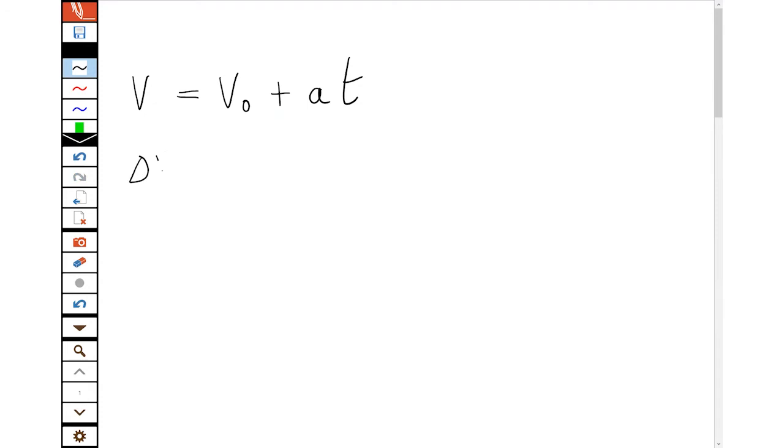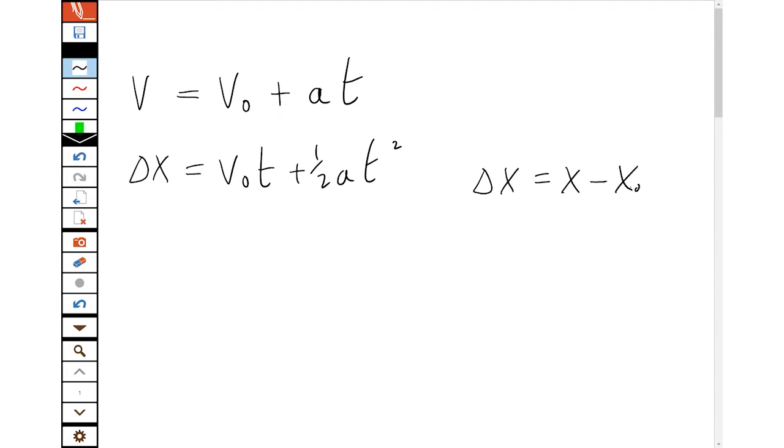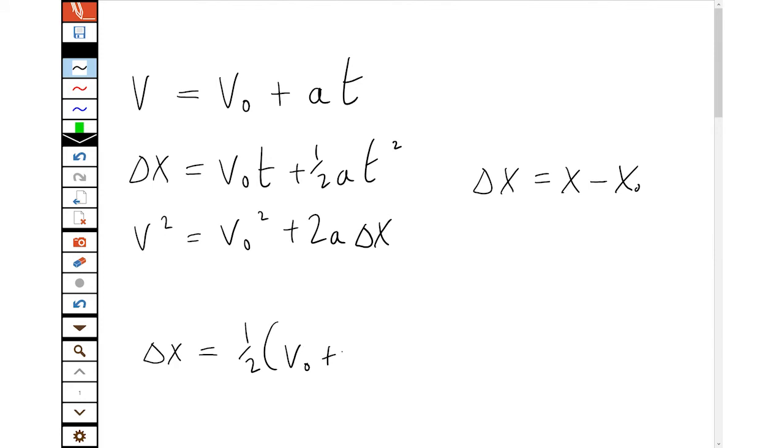The next one is the change in position is the old velocity times time plus a half the acceleration times time squared. And you always remember the change in position is the new position minus the old position. And then the new velocity squared is the old velocity squared plus twice the acceleration times the change in position. And there's the little novelty one, less useful, but it's on the course, so we mention it. The change in position is a half the old velocity plus the new velocity times time. And that only works because we have constant acceleration, because we can see this term here is just an average velocity.